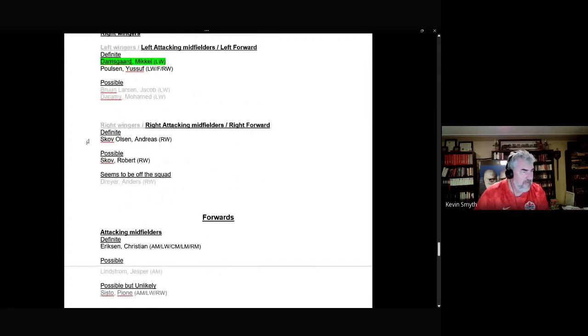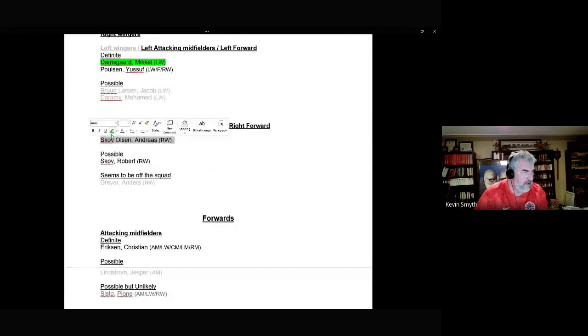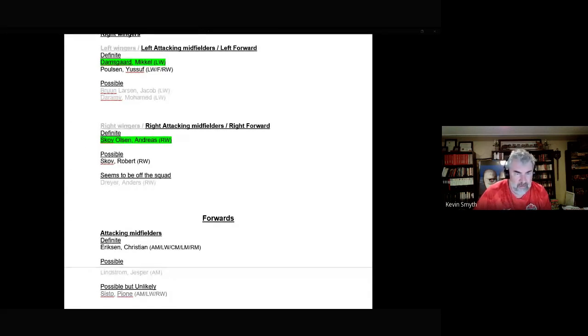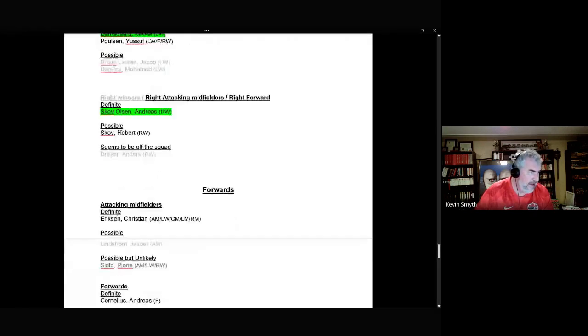On the right side, though, the right attacking midfielder, Andreas Skov Olsen has done a fabulous job of locking down the position since the Euro Cup. He wasn't a starter in the Euro Cup. Now I'm trying to think of whether he was in the Euro Cup at all. But anyway, he's done very well coming into the position. So he kind of locked down that position. I think he'll be a starter.